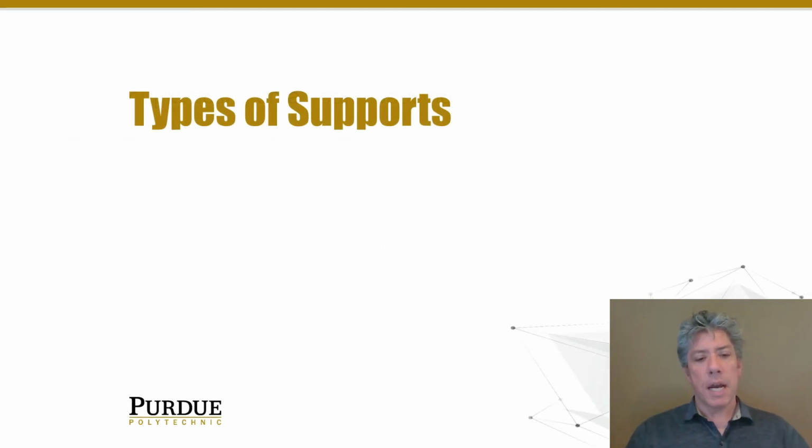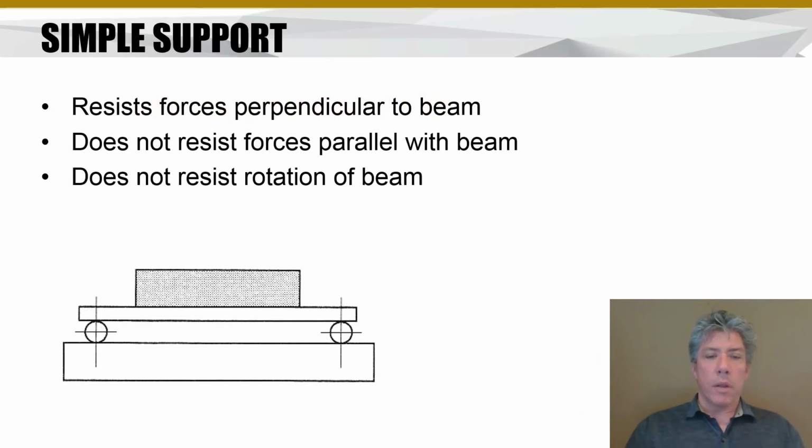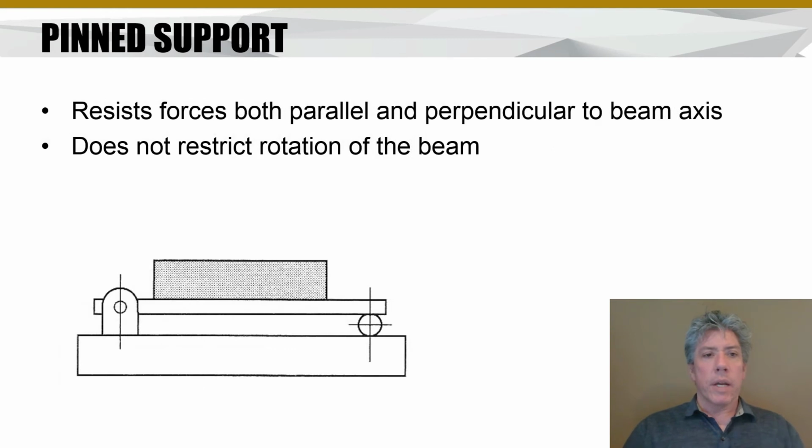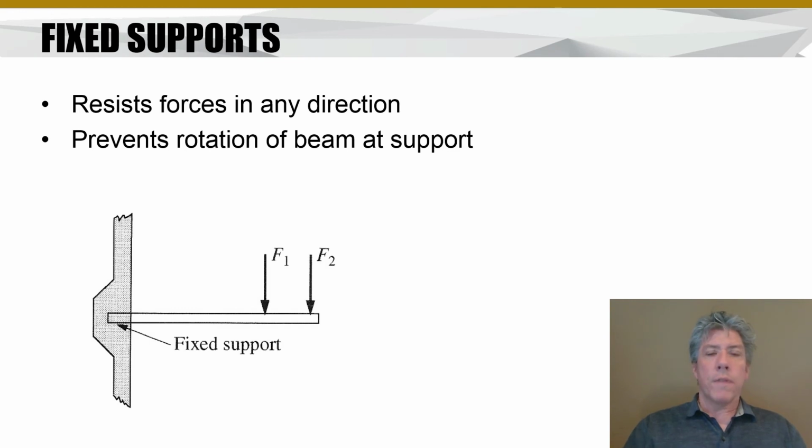Now there can be many different types of supports for beams. There are simple supports, and you should be familiar with these from statics. Simple supports, of course, resist forces in the perpendicular direction, the cross direction of the beam. They don't provide any resistance along the axis of the beam, and of course they allow rotation. Whereas pinned supports allow rotation but can support loads in both the perpendicular and parallel to the axis of the beam directions. Fixed supports, on the other hand, don't allow any rotation where the beam is fixed, and they can also provide force in any direction, horizontal or vertical.